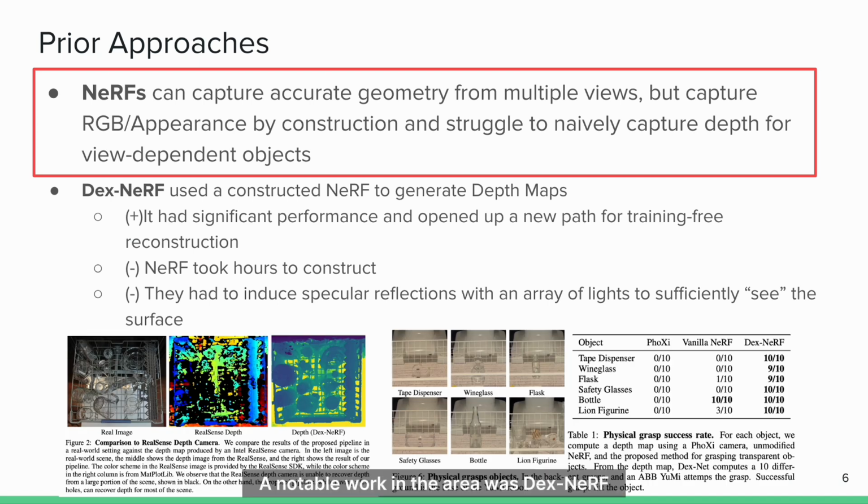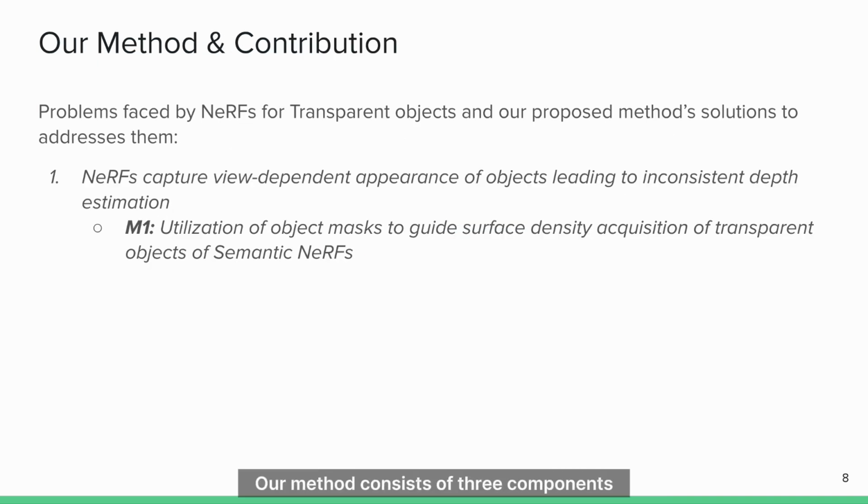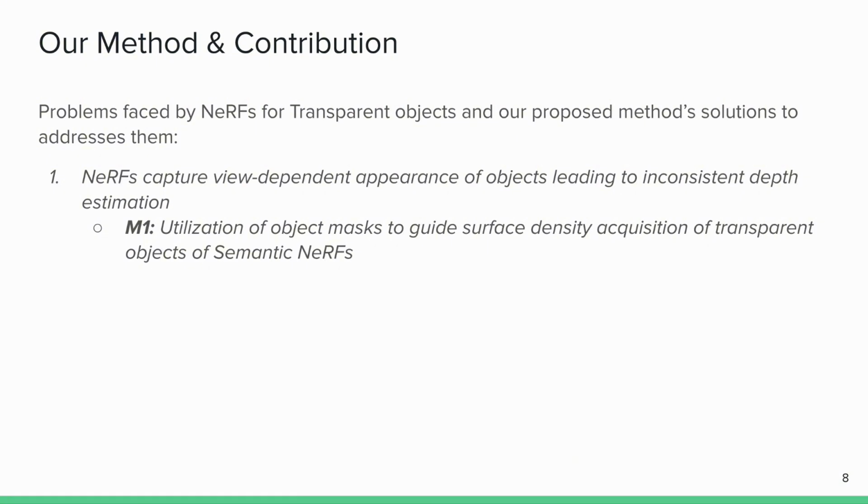A notable work in the area was DEX-NeRF, which used NeRF to generate depth maps of high quality. However, it took significant time to process each scene, and the environment conditions had to be right. Recent advances in NeRF literature have improved reconstruction speed, but environment requirements are still prohibitive in real-world applications. Our method consists of three components to address specific issues.